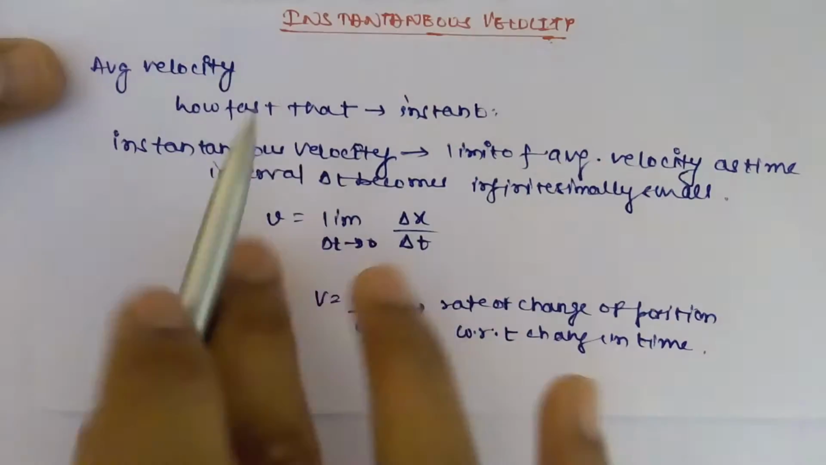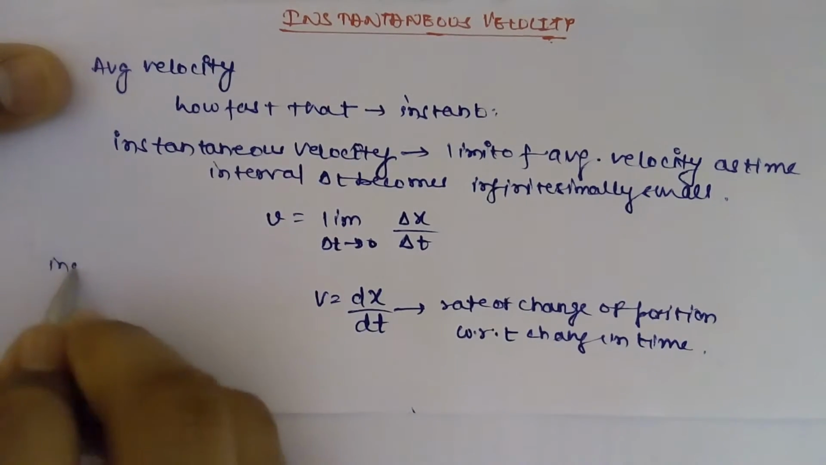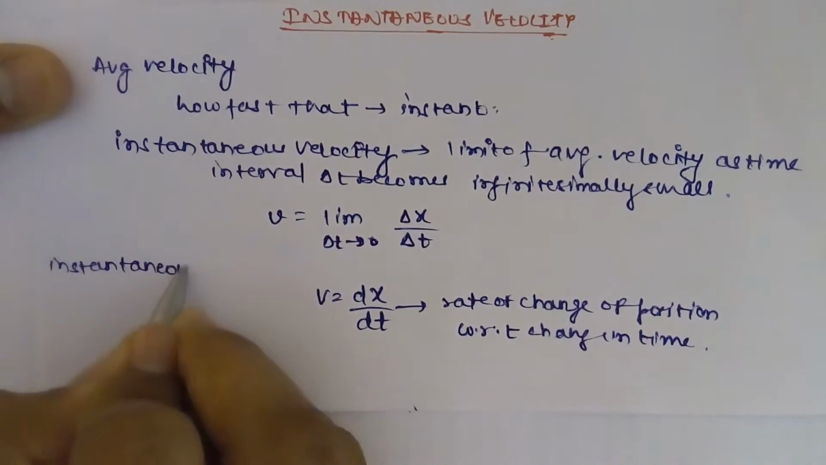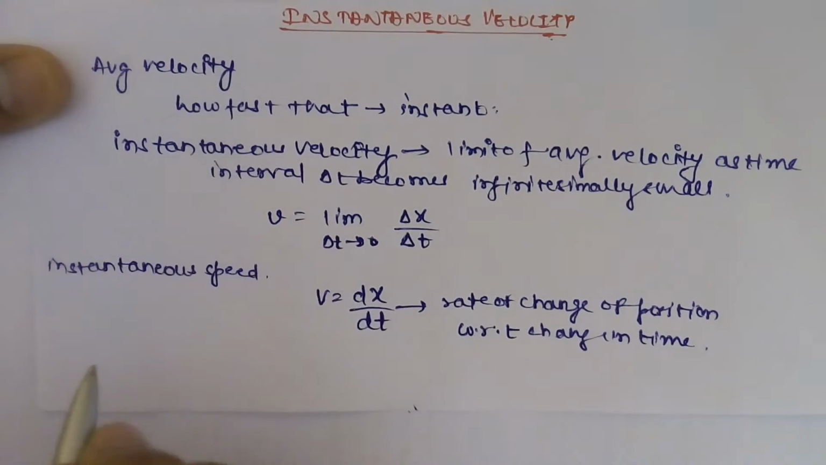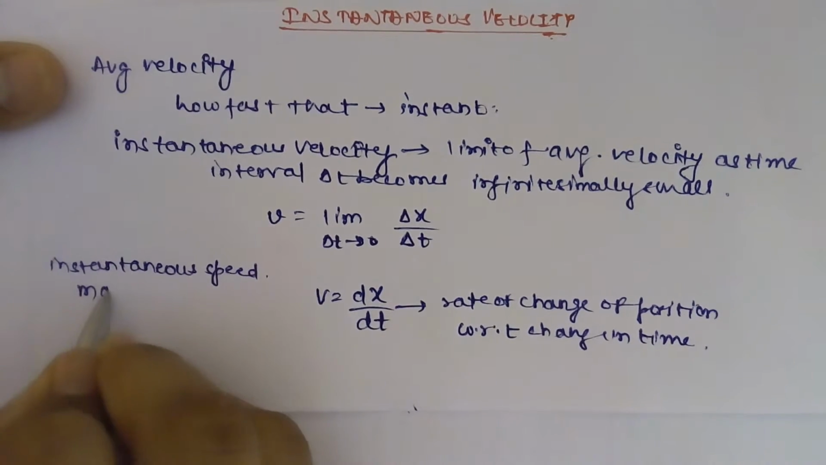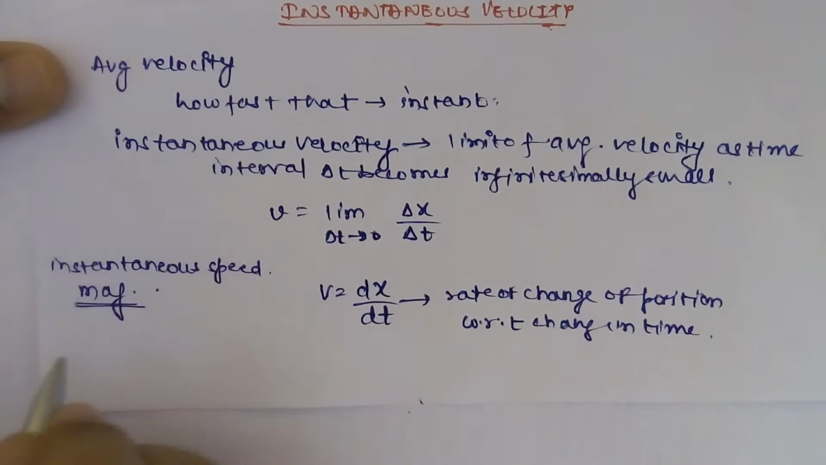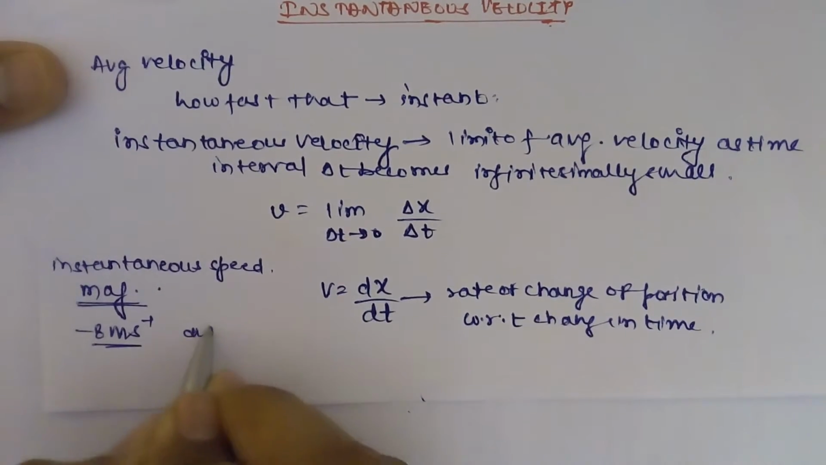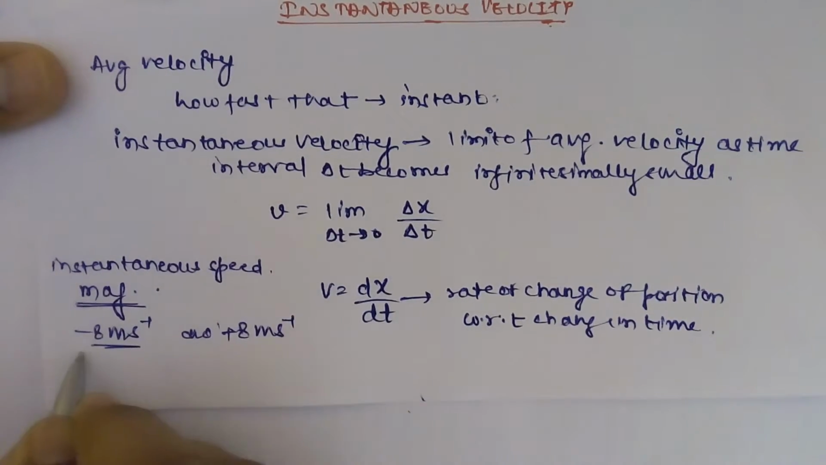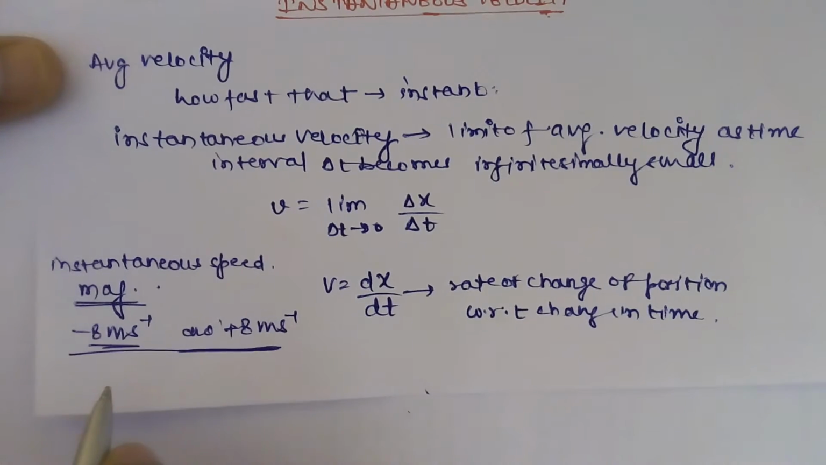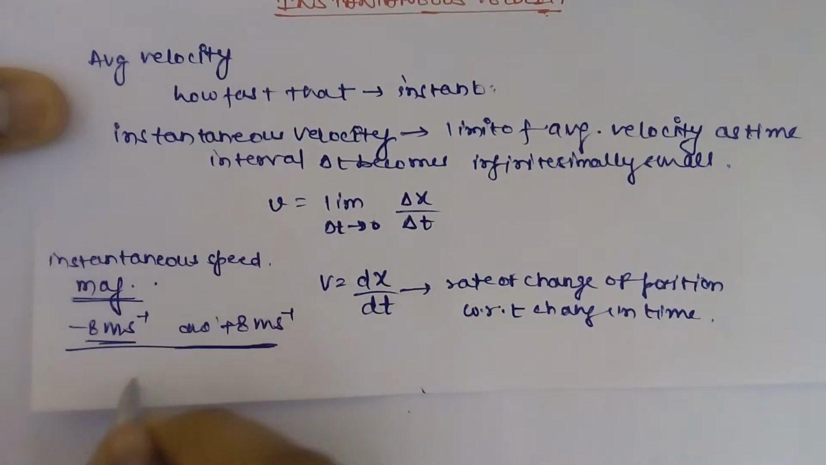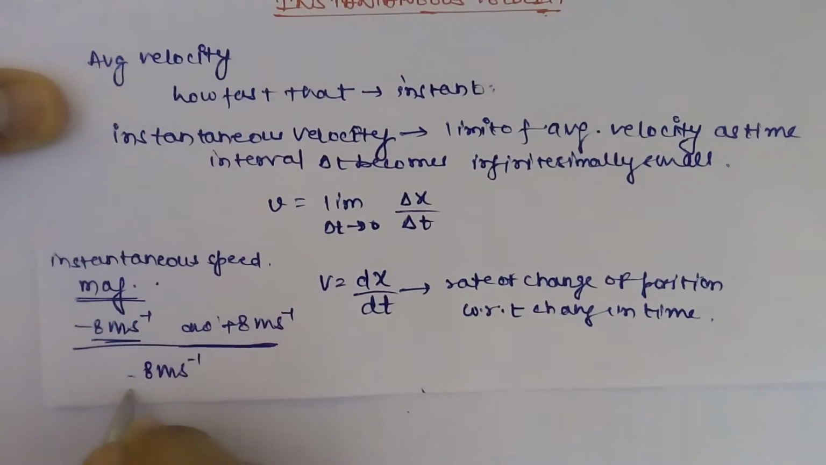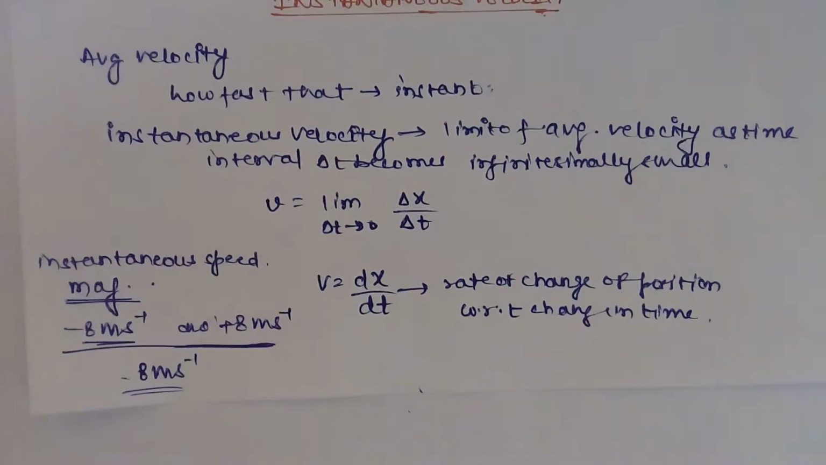And when we talk about instantaneous speed, the only difference is that instantaneous speed is just the magnitude of instantaneous velocity at that instant. For example, take minus 8 meter per second velocity and positive 8 meter per second velocity. Both of these velocities are associated with the same instantaneous speed, which is 8 meter per second. So it's very simple to understand.